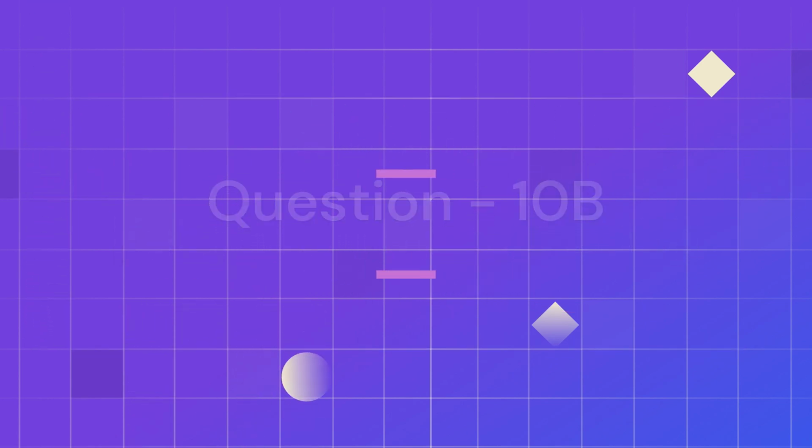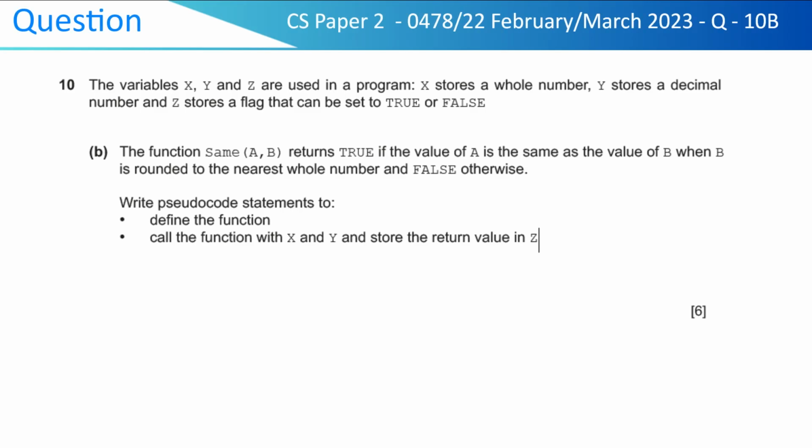Today we are going to solve question number 10 part B of the 047822 February-March 2023 past paper. The question is, the variables x, y, and z are used in a program. X stores a whole number, y stores a decimal number, and z stores a flag that can be set to true or false. The function same(a, b) returns true if the value of a is the same as the value of b when b is rounded to the nearest whole number and false otherwise. Write pseudocode statements to define the function.